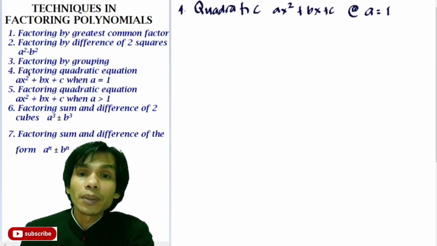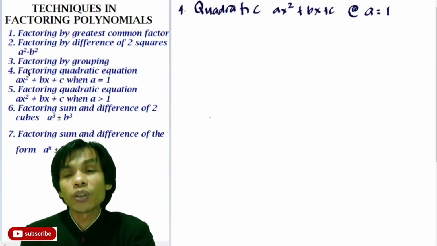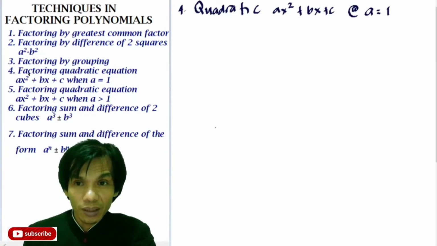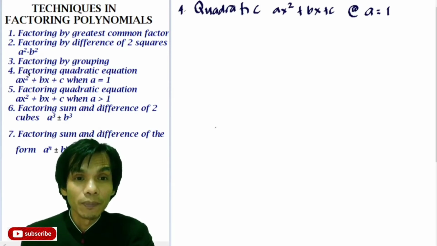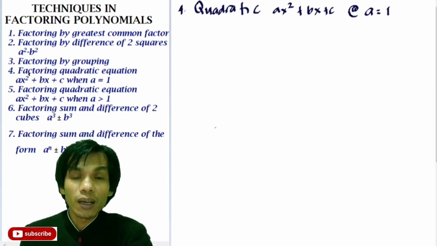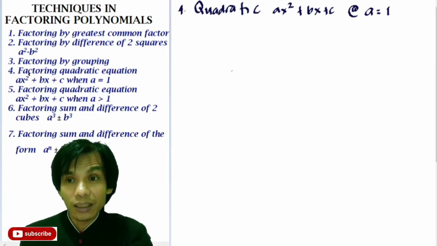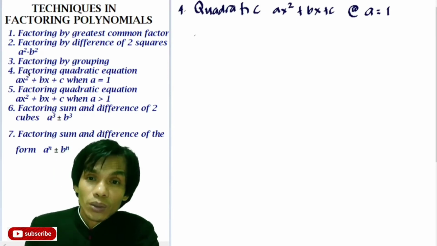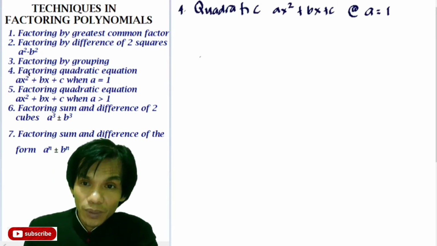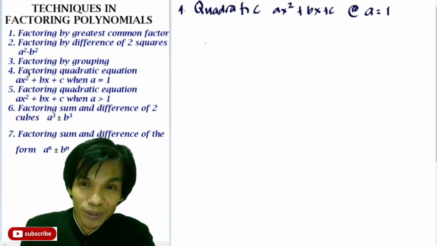Okay. Tingnan naman natin yung quadratic equation. Di ba ang quadratic equation nasa form siya ng ax squared plus bx plus c? So, dito sa technique na to, ang a natin is equal to 1. Halimbawa, meron tayong example.